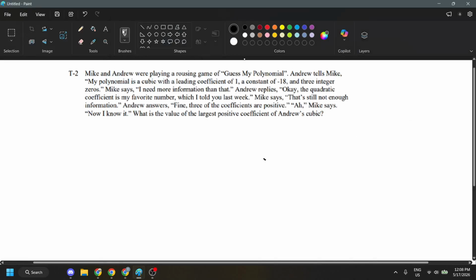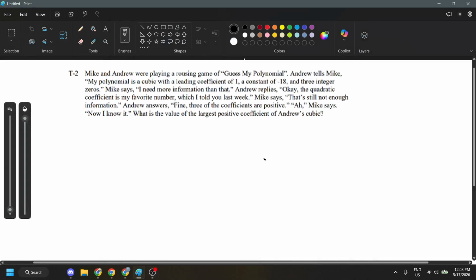Mike and Andrew were playing a game of Guess My Polynomial. Andrew tells Mike, my polynomial is a cubic with a leading coefficient of 1, a constant of negative 18, and 3 integer zeros. Mike says, I need more information than that. Andrew replies, okay, the quadratic coefficient is my favorite number, which I told you last week.